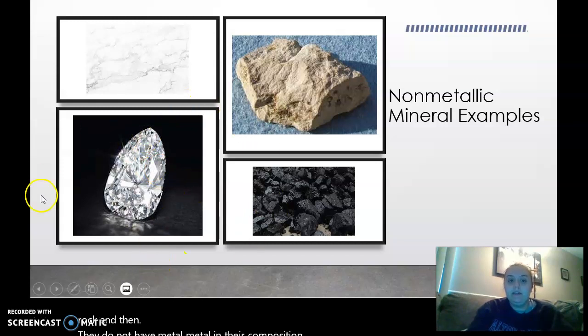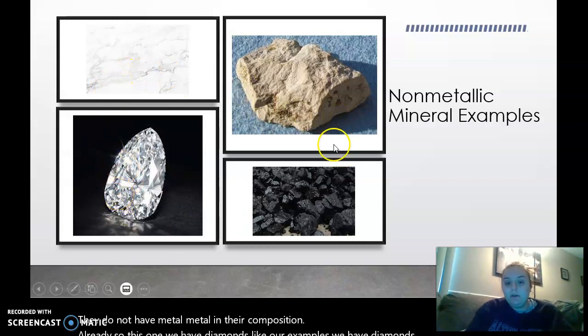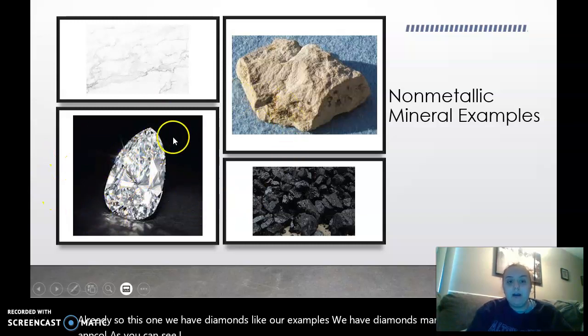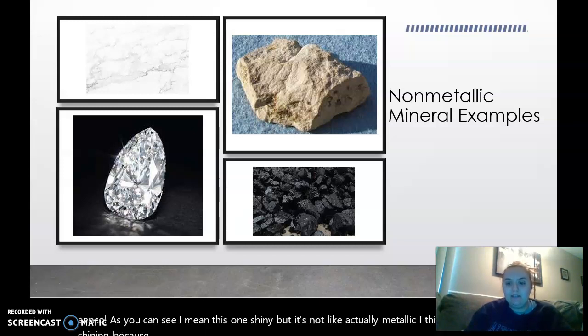Alrighty, so for our examples, we have diamonds, marble, limestone, and coal. As you can see, this one's shiny, but it's not actually metallic. I think it's just shiny because of the lighting, but you can also see through it. It's very transparent. But yeah.